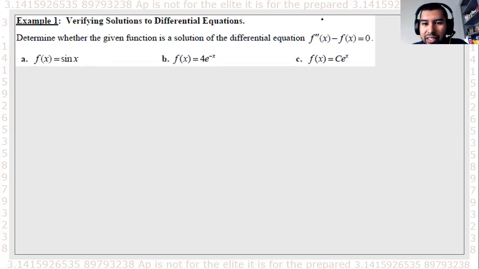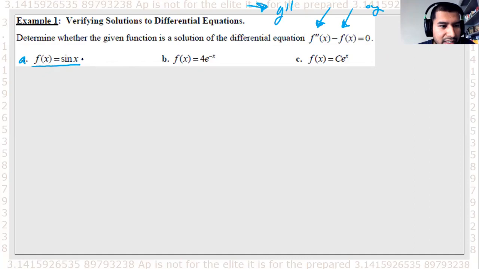You're going to find out that this right here is f double prime, so we need to find y double prime, and this one is just the original. So all we really need to find is y double prime. Let's start off with the first part. If f of x is sine, the original f of x is sine, we need to find f double prime. So f prime of x.